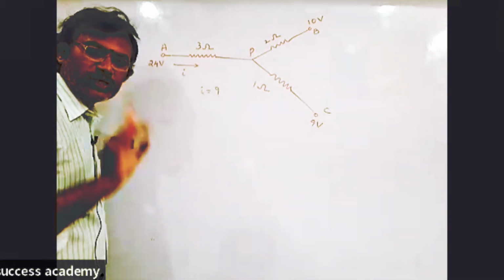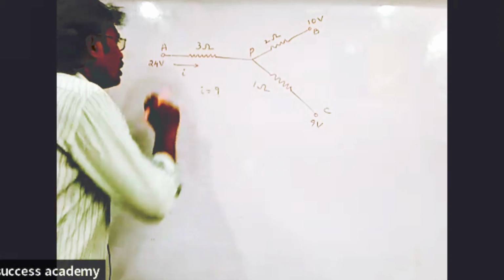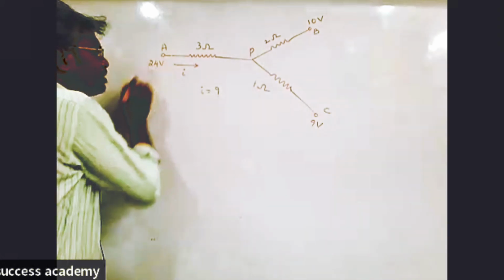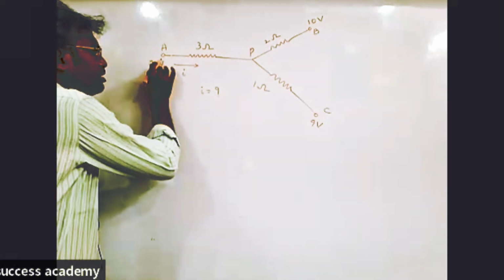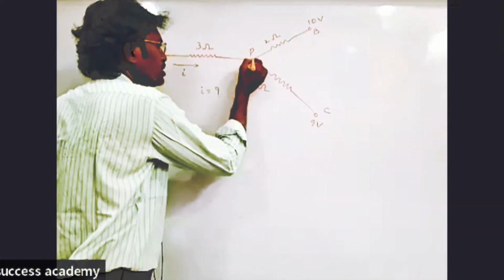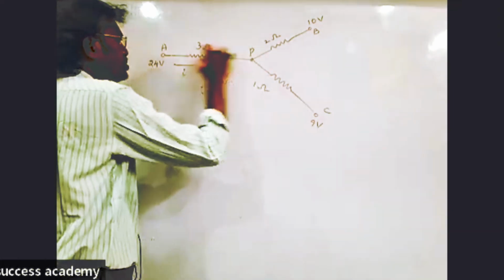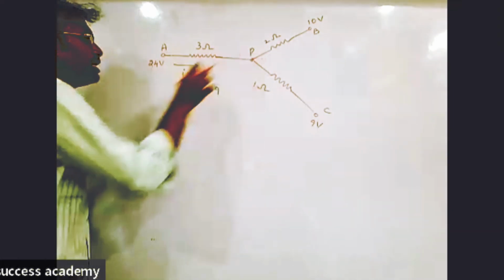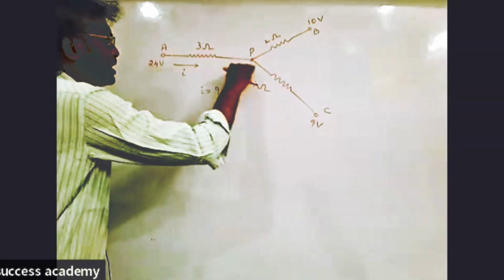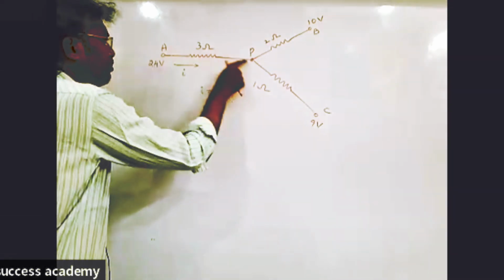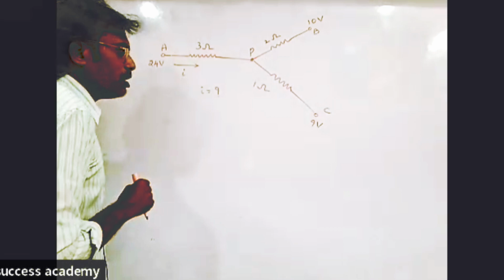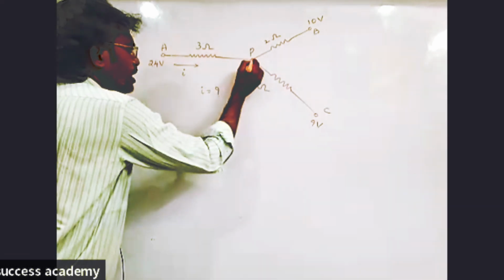Simple, no complication. Listen. Here when the current is moving from one end, that is at higher potential, and here I am taking the junction as P. At first I am taking this branch, the AP branch. Current is moving in this direction. A is at high potential, P is at low potential.